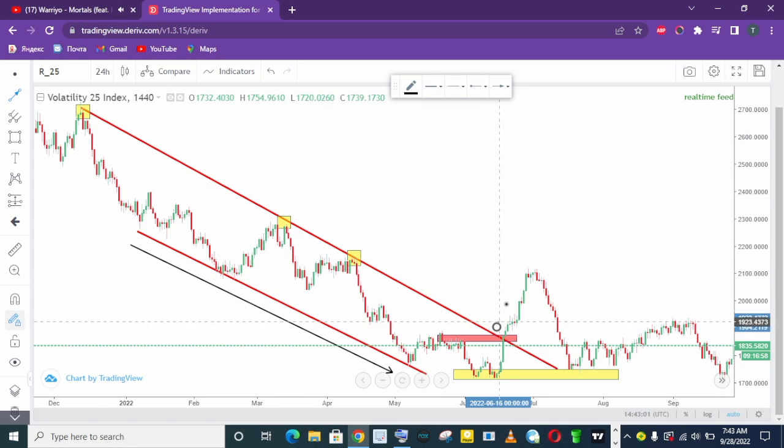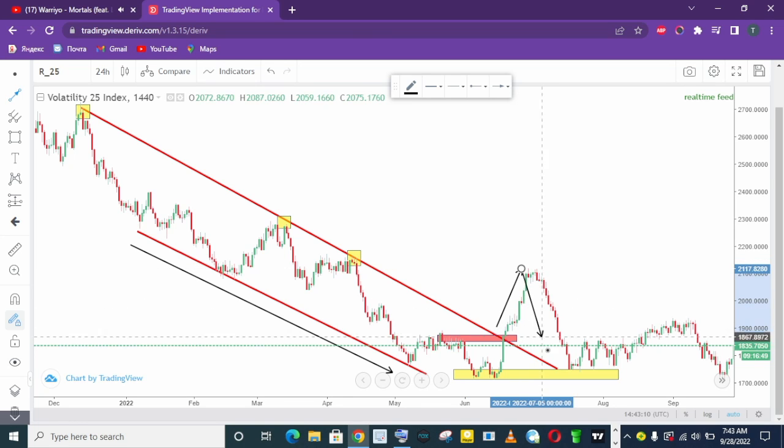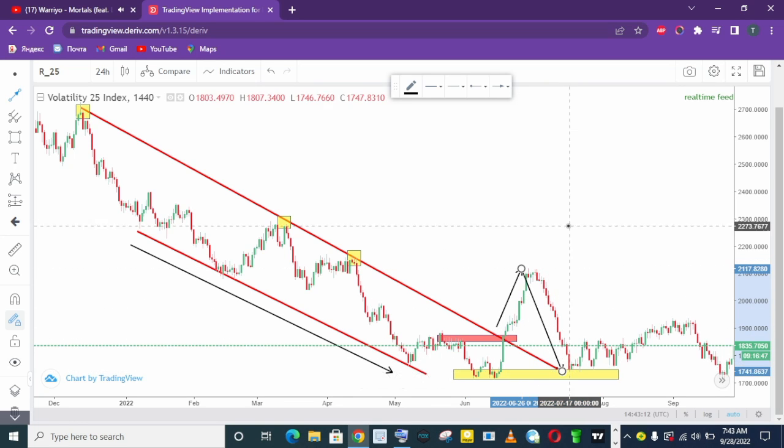So basically price broke this level here, and obviously we're waiting for a retest to the major trend line. Obviously for breakouts we trade what? We trade the retest, as you can see. So we have to wait for this retest to the major trend line.